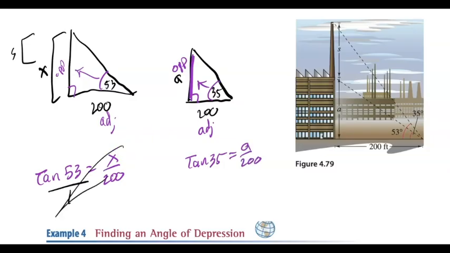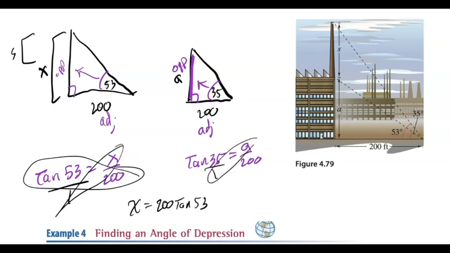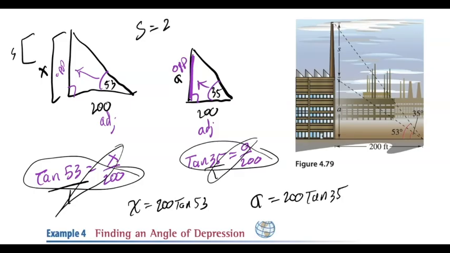Let's cross multiply real quick. I get x equals 200 times tan of 53. And over here, cross multiply, you get a equals 200 times tan of 35. So if we subtract those two, s equals 200 tan of 53 minus 200 tan of 35. And put that into your calculator, and we're going to get approximately 125.37 feet.